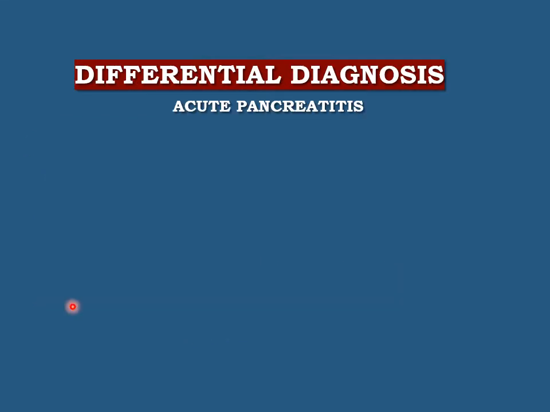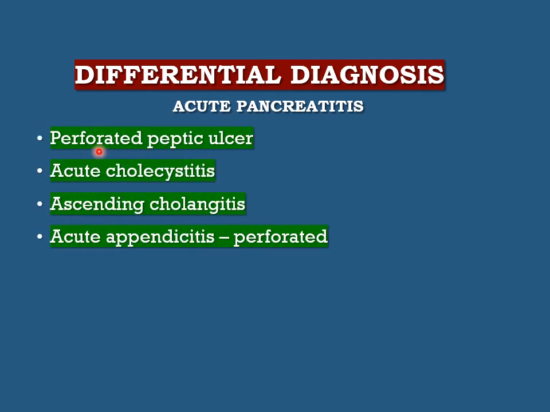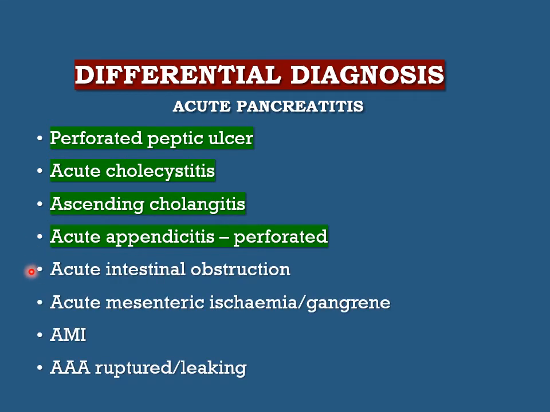Now, coming to the differential diagnosis of acute pancreatitis, these are the 4 common differential diagnoses that you have to entertain in a patient with acute pancreatitis: perforated peptic ulcer, acute cholecystitis, ascending cholangitis, and acute perforated appendicitis. Others include acute intestinal obstruction, acute mesenteric ischemia or gangrene of the small intestine or large intestine, acute MI, and rupture of an abdominal aortic aneurysm.